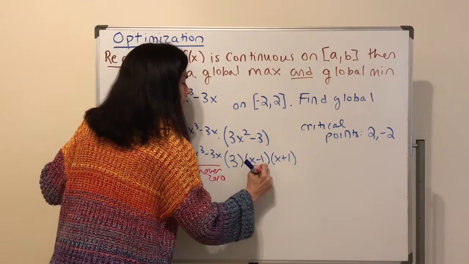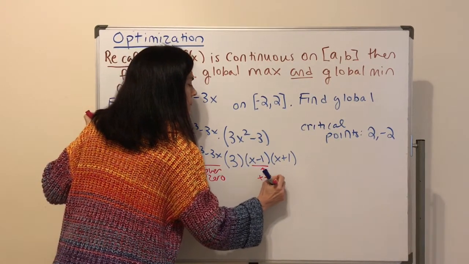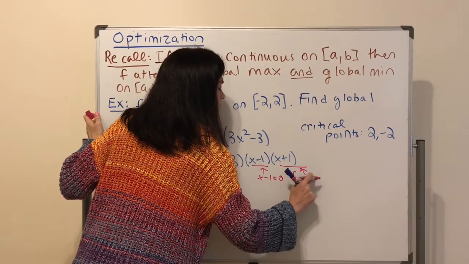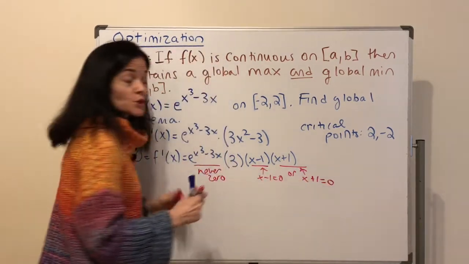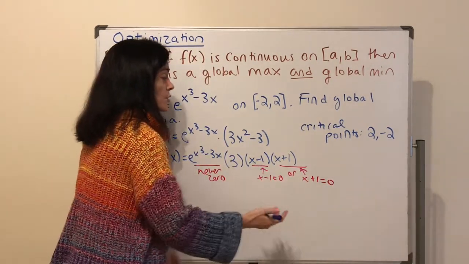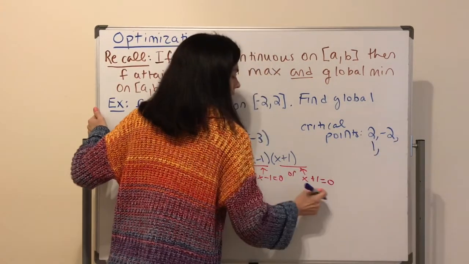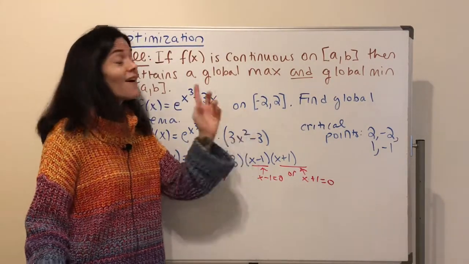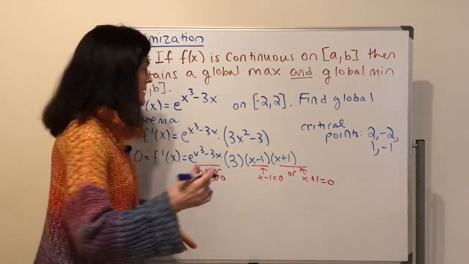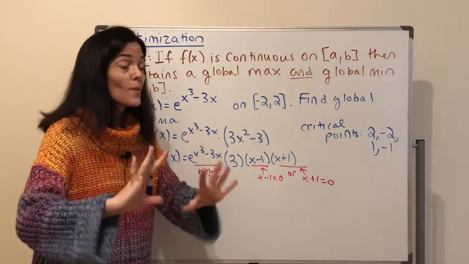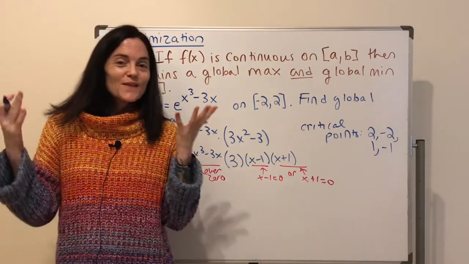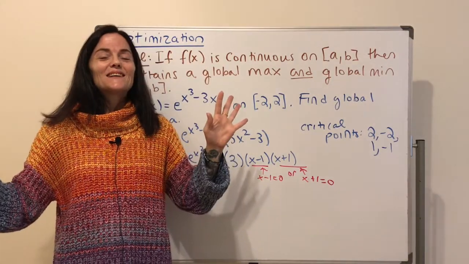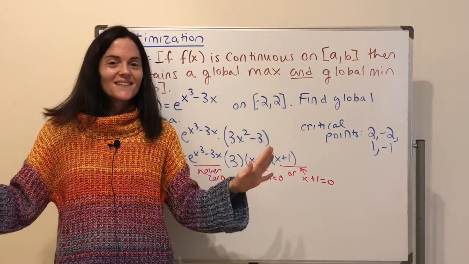And so we set this one to 0, or we set this one to 0, x plus 1. We get 2 more critical points. Here we have a critical point, x is 1. And here we have a critical point, x is minus 1. So we have 4 critical points for this function on this closed interval. And then to find the global max and global min, we do not need a first derivative test here. What we need is just the highest y value, the global max, and the lowest y value, the global min.